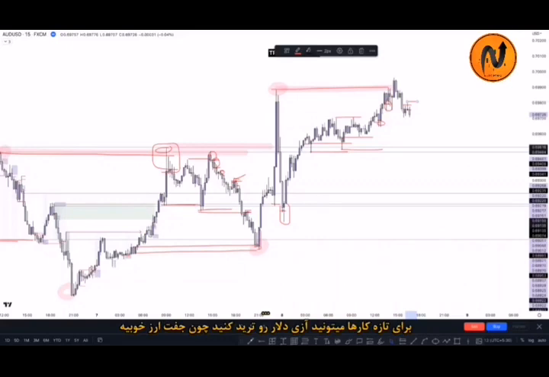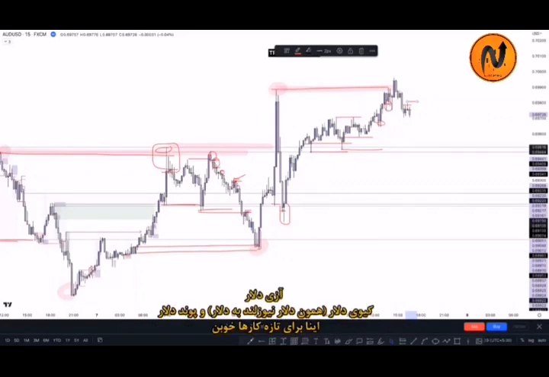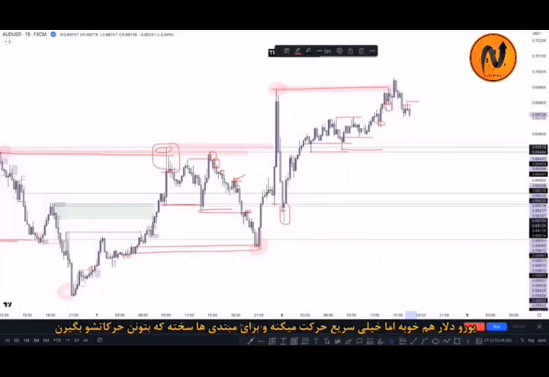Easy pair for a beginner? For a beginner, you can trade Aussie USD, a very good pair. Aussie USD, Kiwi USD and GB USD are very good pairs for a beginner. Euro USD is also good, but Euro USD moves very fast, so a beginner is not able to catch a trade.